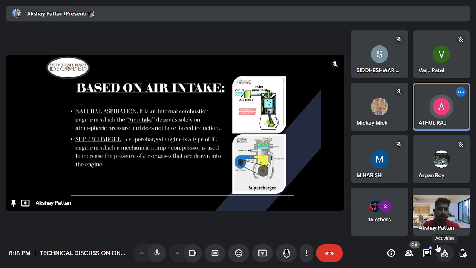Yeah, you are correct. But which one is more efficient, supercharger or turbocharger? Turbocharger, sir. Why? Sir, because a supercharger uses the engine's power as well, so its efficiency will reduce compared to a turbocharger, where the turbocharger uses only exhaust gas to suck in the air. So that's why turbocharger is more efficient compared to supercharger.